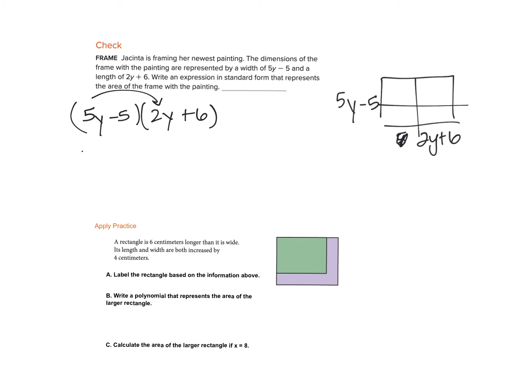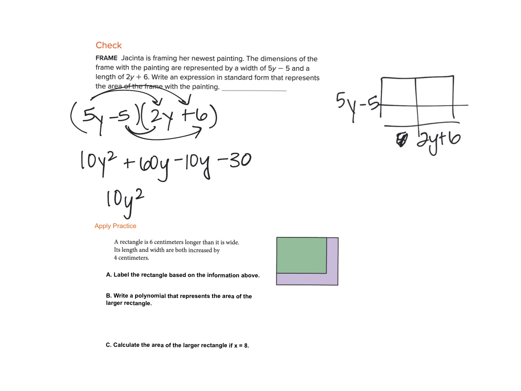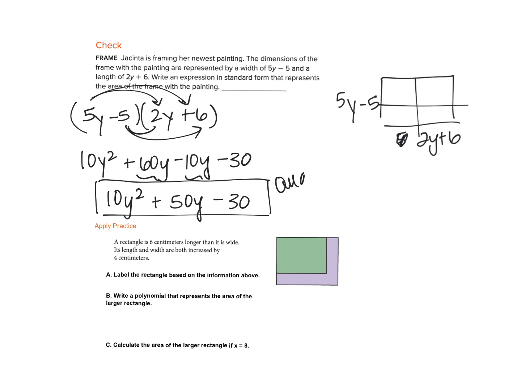So I'm going to do 5y times 2y, which is 10y squared, 5y times 6, which is 30y. If I multiply that out, I get negative 10y, and then back there, I get negative 30. And then the last thing you need to do is combine like terms. So I have 10y squared, plus, if I combine my y's, 20y, and then minus 30. So that would be an expression that represents the area. Now, remember, this is a quadratic because it's got one variable, which is y, and it's to the second degree.